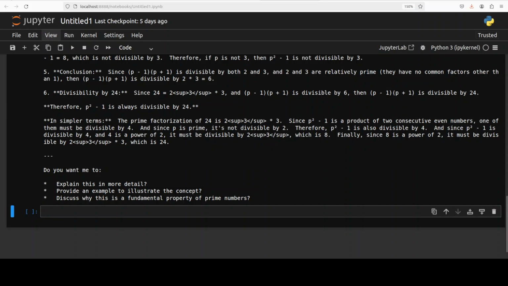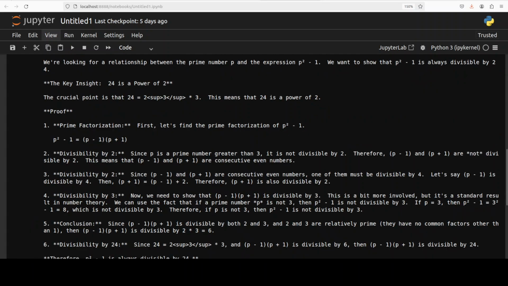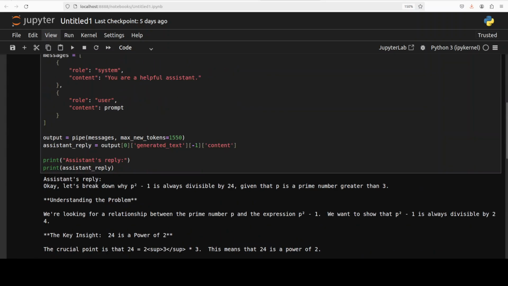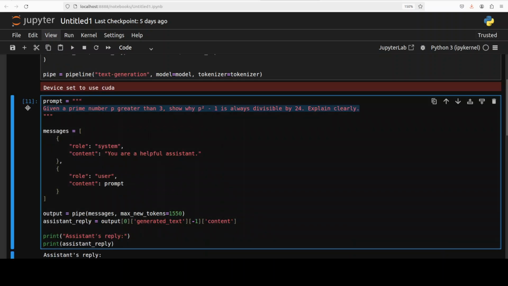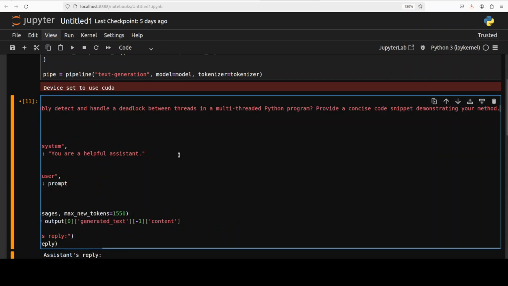This is the prime factorization of 24 is 2. Finally, since it is very, very well defined. So this is how you can use AI to learn anything. This is such a hard question to understand, but it has done wonderfully well.